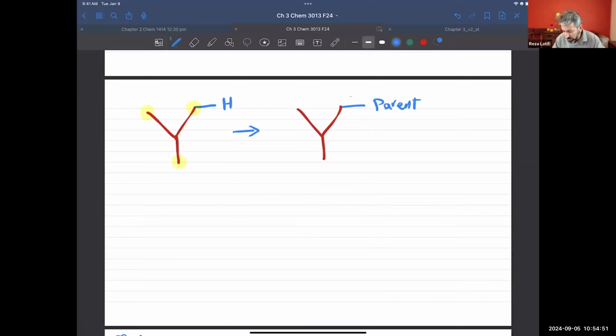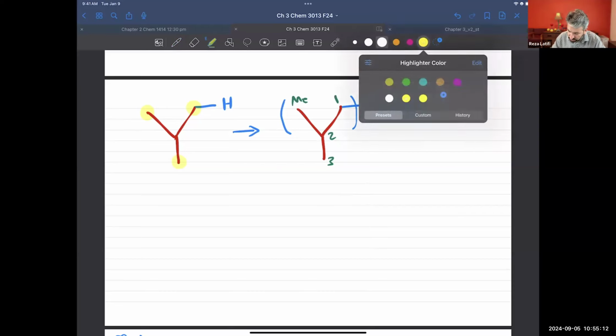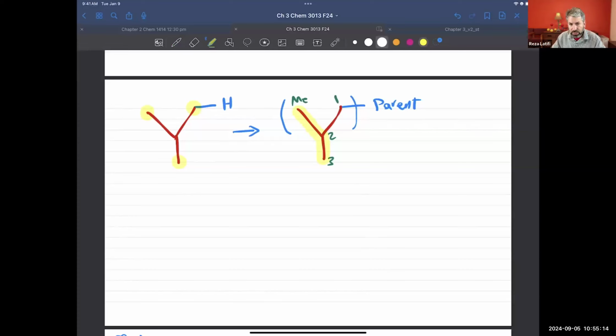So now what should I call this? Let's see. I see 1, 2, 3, and I have a methyl group there. And if you highlight this side, you get kind of a V shape, just to make it easier for you to visualize it. Let's go back for a second.